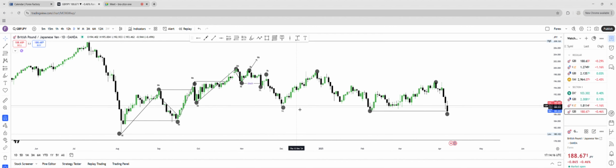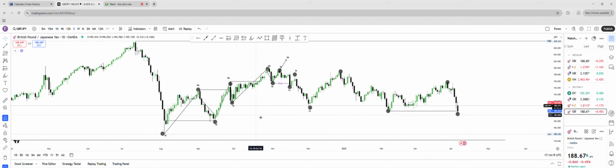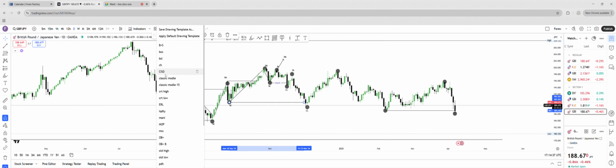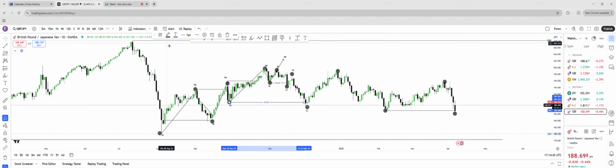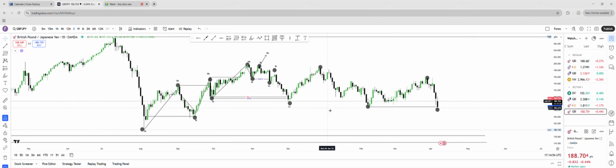Let me put it here. So remember, the last swing, this area here, is kind of internal. The last swing that broke the higher high was this higher low right here. As soon as price breaks a bigger time frame structure, it becomes a change of character in the bigger time frame and also a break of structure. I don't know if you understand what I'm saying. Yeah.